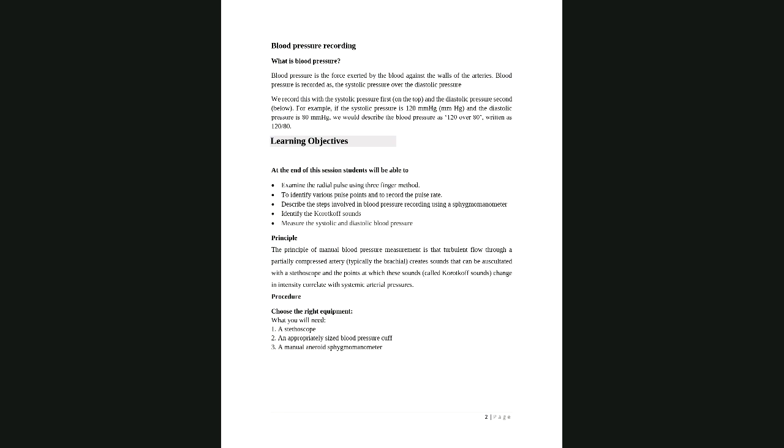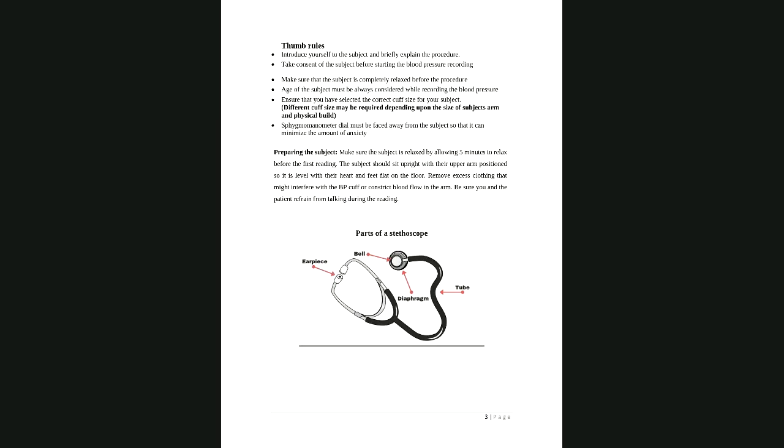For the recording, we need to have a blood pressure recording device, an aneroid sphygmomanometer. We need to have a stethoscope. Then an appropriately sized blood pressure cuff. This is a very important matter. When we are using the particular cuff, you need to make sure that the cuff is appropriately sized.